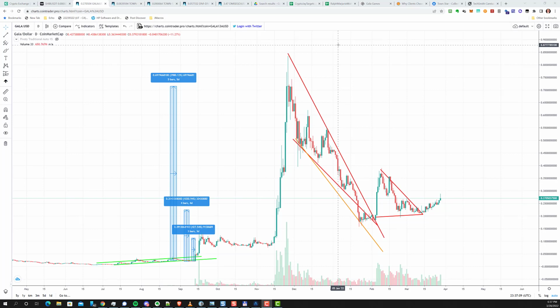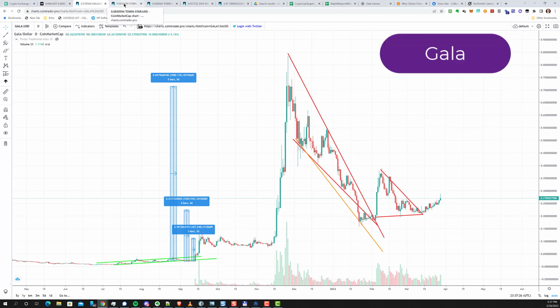So let's take a look at the charts today. We're going to look at Gala and Townstar since that's what a lot of you come to my channel for lately. And I'm using charts.cointrader.pro. Even though Gala is on more places now, Townstar seems to be easier to track on this website. And I'll show you a trick about that in a minute.